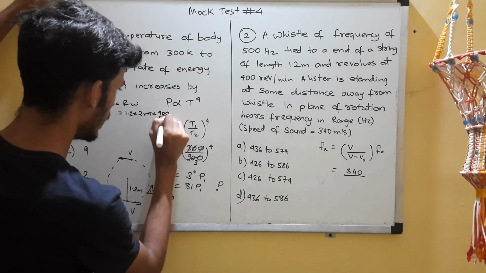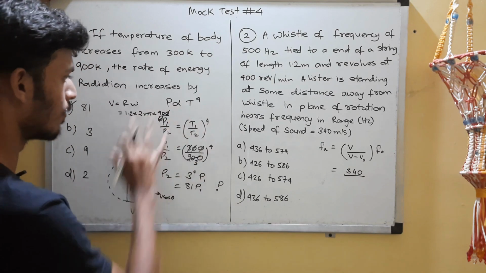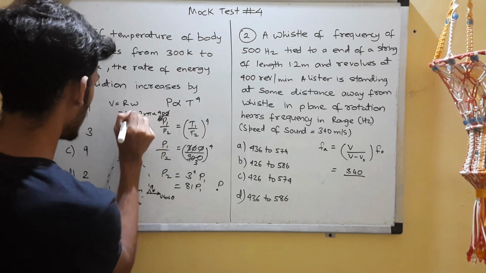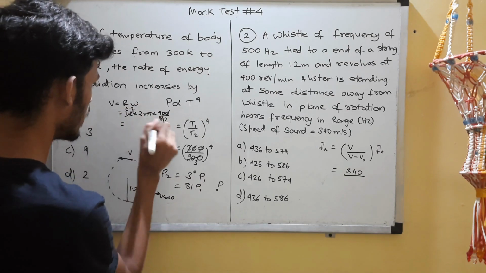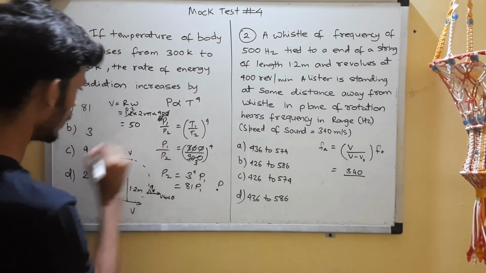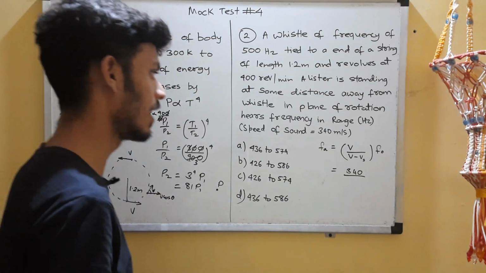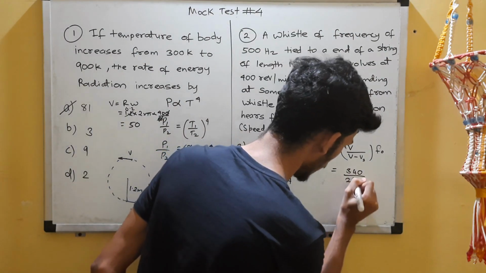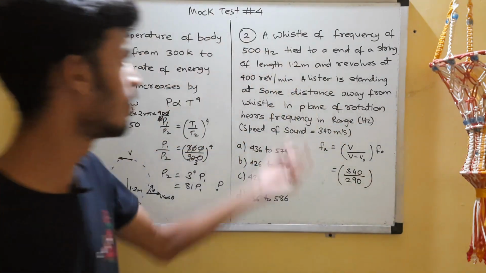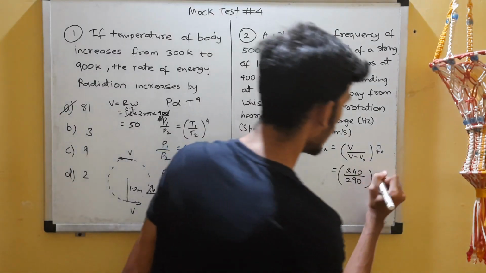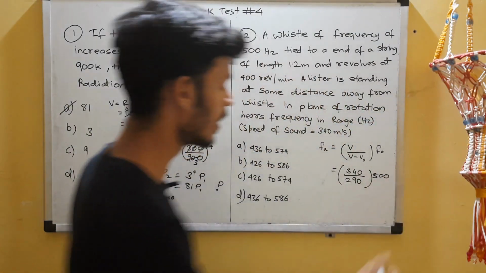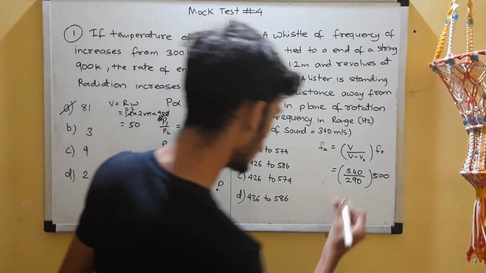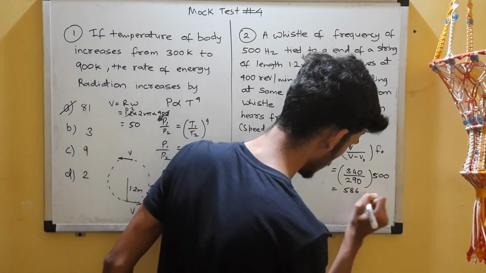f is 400 per minute, so you have to divide it by 60. I'm making a lot of mess over here, but please excuse that. Fine. So you can cancel 6 with 0.2, and this if you calculate will be around 50 meters per second. So 340 minus 50 is 290, and that into the original frequency of the whistle, which is 500 hertz. I guess this is the maximum, right? So it will give you an answer around 586 hertz.